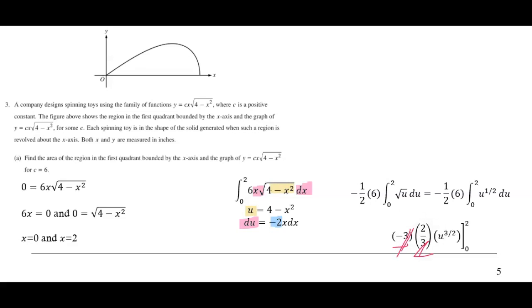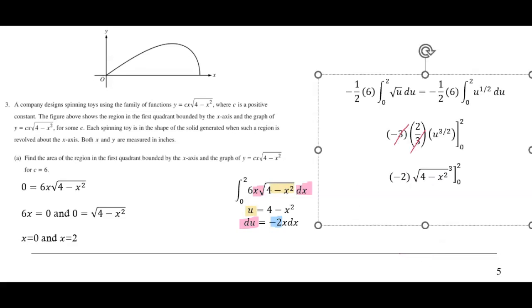And so I'm left with just negative 2 times u to the power of 3 over 2. All right, now we've got to replace u with 4 minus x squared. Not only did I replace u, but I went ahead and rewrote it for algebra purposes: instead of the power of 3 over 2, I wrote it as 4 minus x squared, take the square root of that, and then cube it.